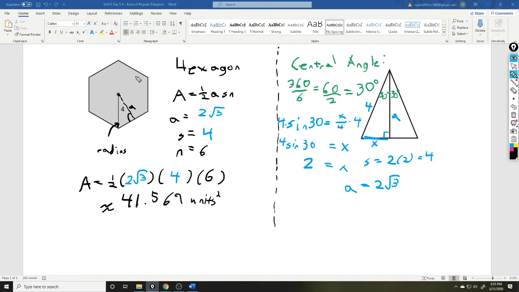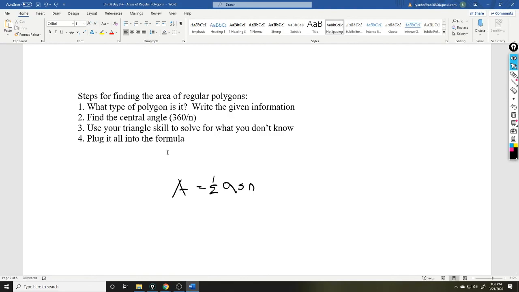So this one was different because it didn't give us the apothem or the side length. So if a problem tells you about the radius, that's what it's telling you about. And that means you got to solve for the side length and the apothem over here with our triangle skills. All right, that's all I have for you for now. Hopefully that helps in putting some more of these problems together. You're starting to see the pattern and the flow of how these problems go.